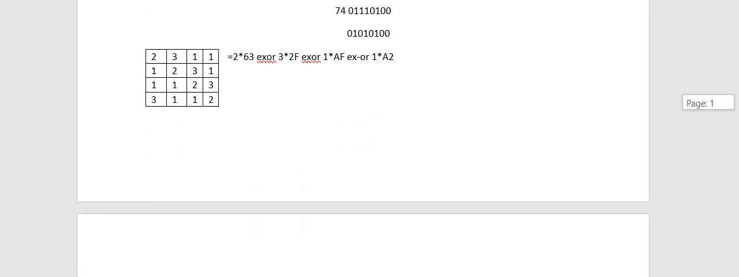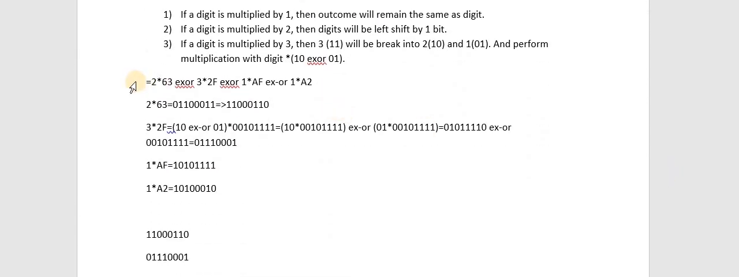So how can we solve this equation? Like 2 into 63, what is the rule? The second rule says, if the digit is multiplied by 2, then the digit will be left shifted by 1 bit. So how can we solve this? This is your digit, 63 hexadecimal. It is multiplied by 2, so the digit has to be left shifted by 1 bit. Just convert this 63 into the binary equivalent and perform the left shift by 1 bit. Here I have already performed the left shift.